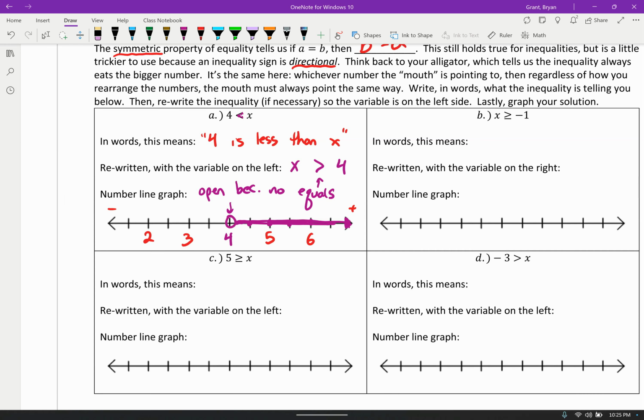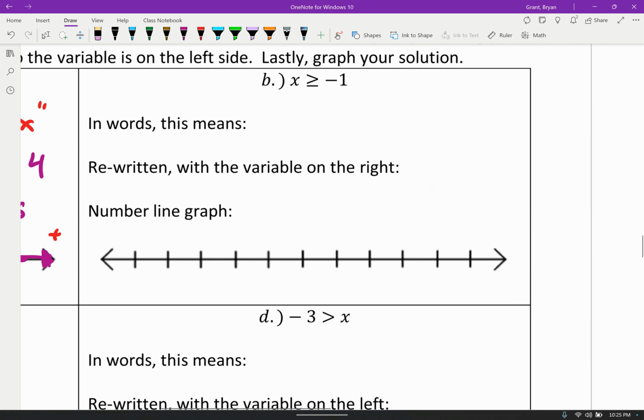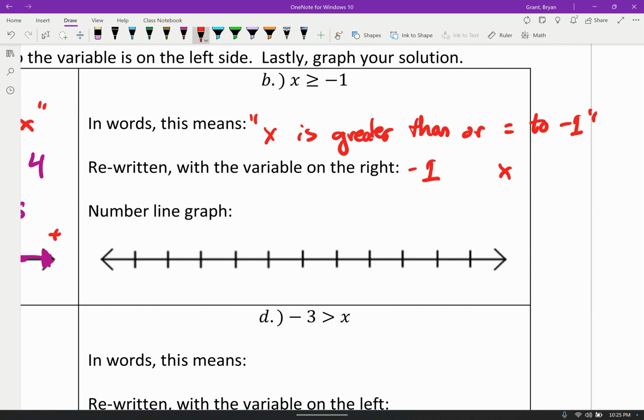Okay, B has the x already on the left side, and then we have the greater than or equal to sign. We need to be able to read those. So how do we write this? It says x is greater than or equal to -1. Let's rewrite it. Good practice. So -1 on the left side, x on the right side.